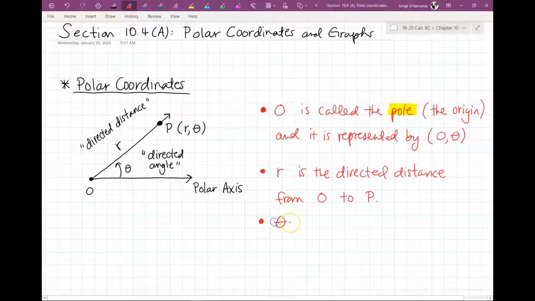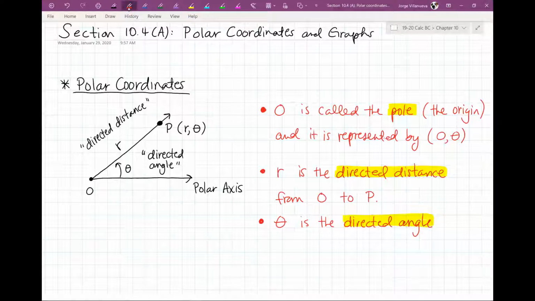Okay, so theta is the directed angle, and we tend to do this counterclockwise.